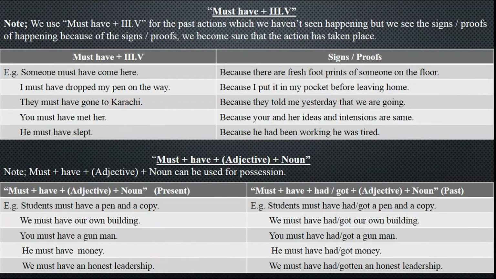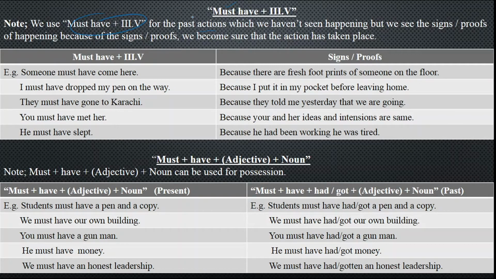Now the next one we have got is must have plus third form. What is this structure? After that, must is used in different structures. Must have plus third form of the verb. Now where do we use must have plus third form of the verb? We use must have plus third form of the verb for the past actions.